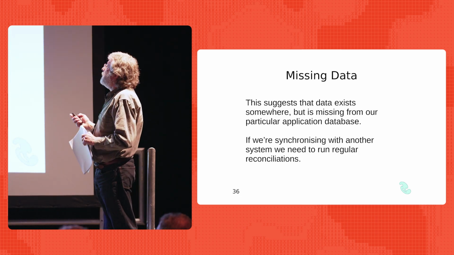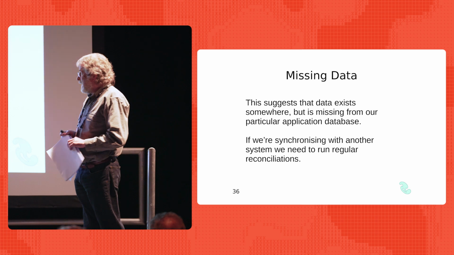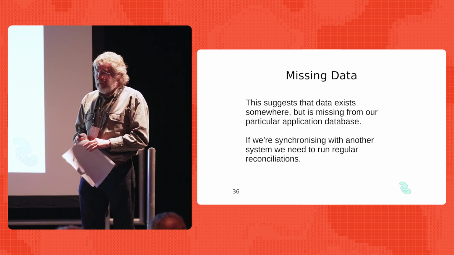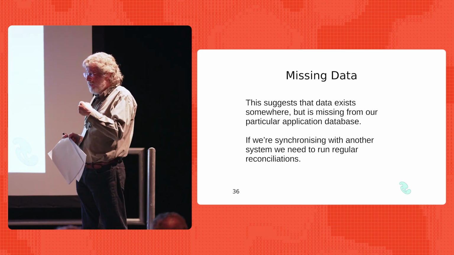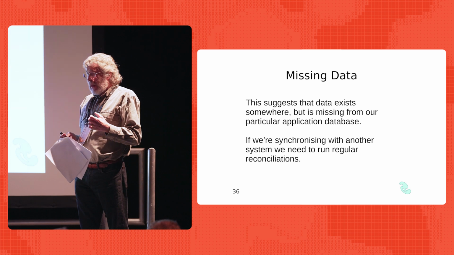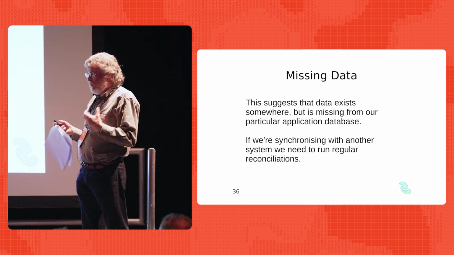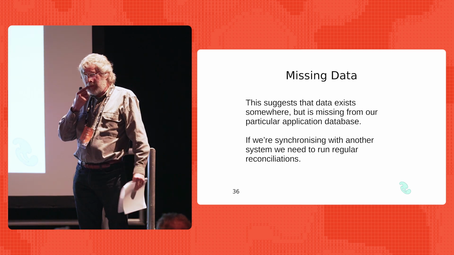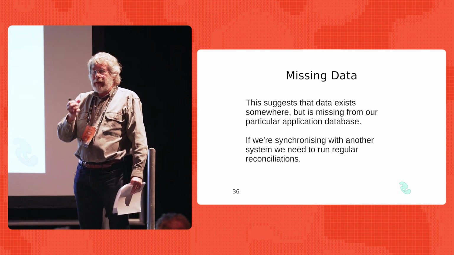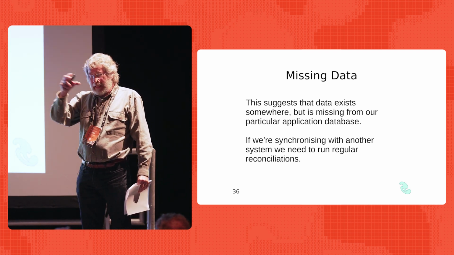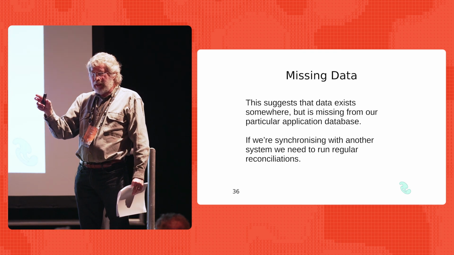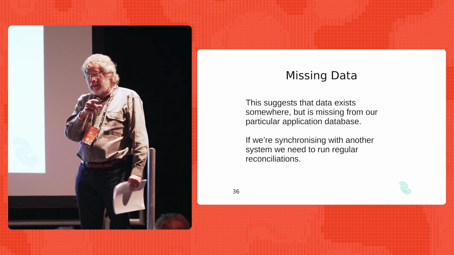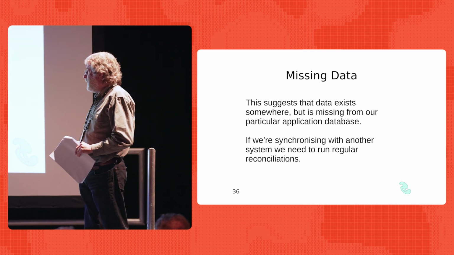Right, the next thing is missing data. So data exists somewhere, but it's not where you want it to be. This happens especially if you're synchronizing with other systems. I've done quite a few data migrations where we're taking data out of a live system and putting it into what's going to be the new system. But of course, that's changing, so you've got synchronization issues with that.